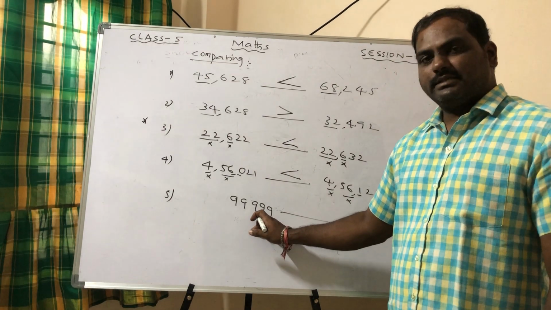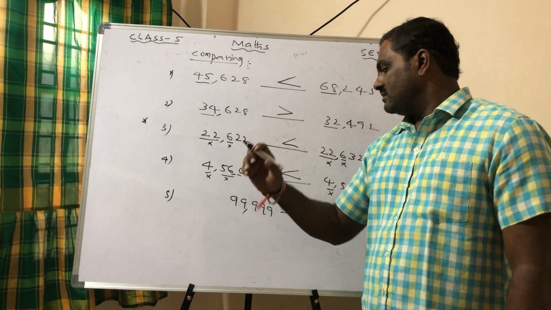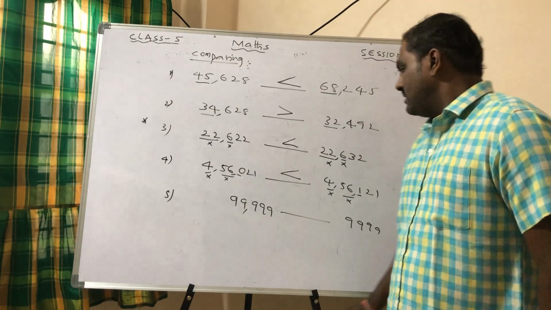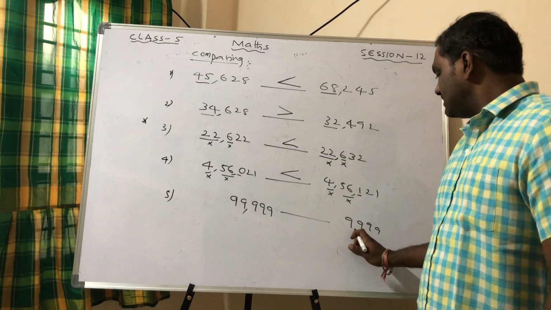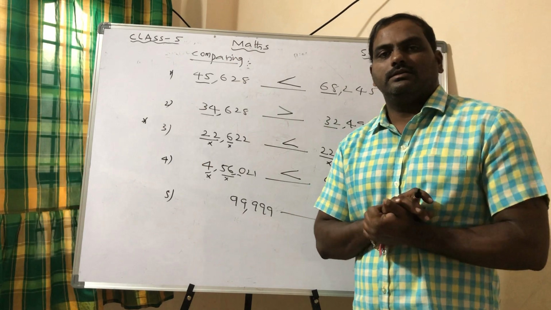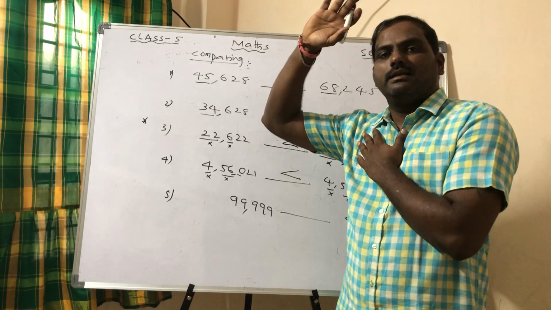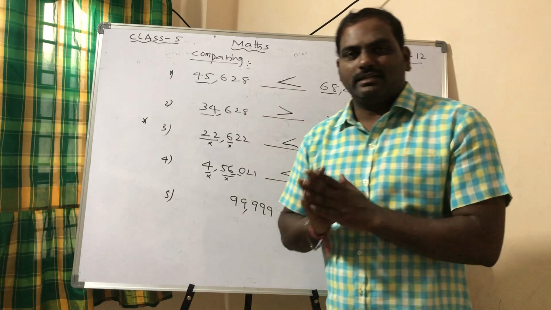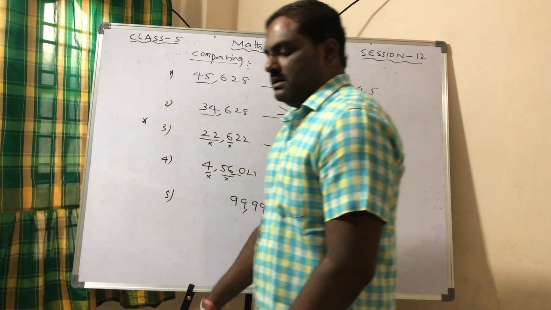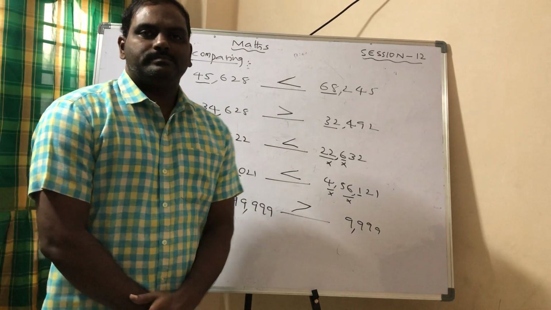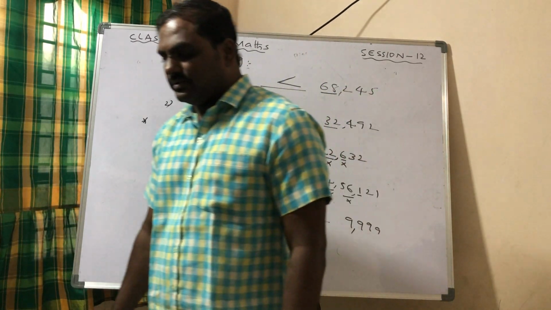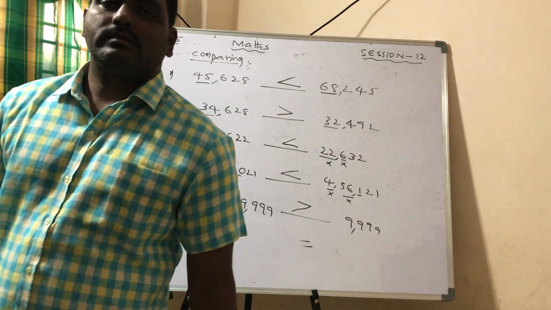Units, tens, hundreds, thousand, 10,000s. So how many thousands are there? 99 thousands are there. Units, tens, hundreds, thousands. So how many thousands are there? 9,000s. So in this case 99 thousands are there, and in this case only 9 thousands are there. So which is bigger? Obviously, no doubt, 99,999 is bigger. Okay, so this is the way to compare. So this is the way to do the comparison of the given questions.